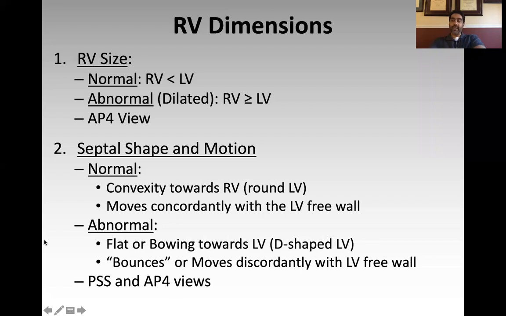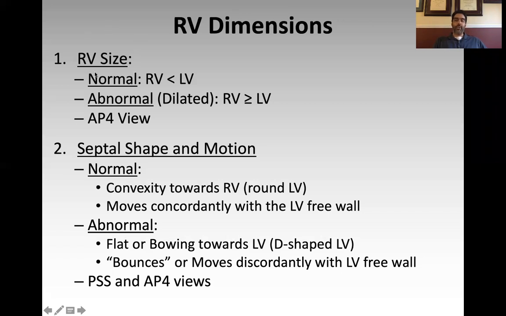Okay, the next thing we look at is the RV. And there's really two components to the RV evaluation. The first is looking at RV dimensions, and that is to get an idea of whether there is evidence of RV pressure or volume overload. Okay, the two components to look at for your RV dimensions, the first is RV size.